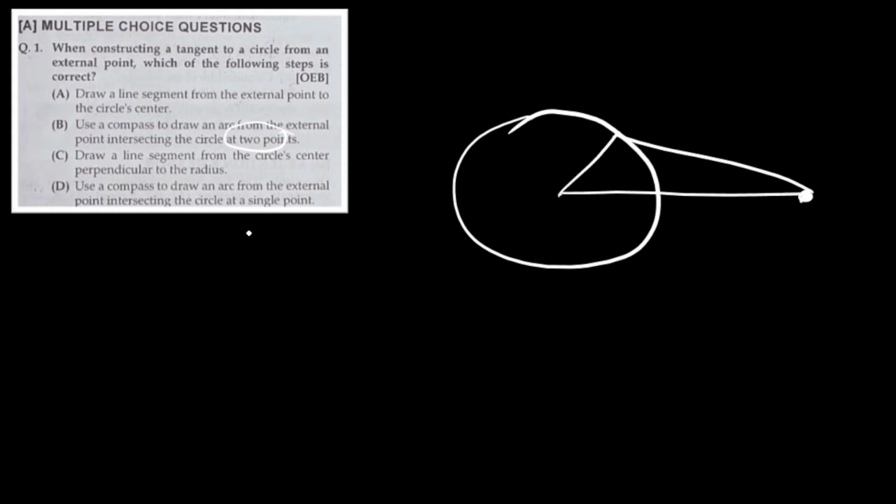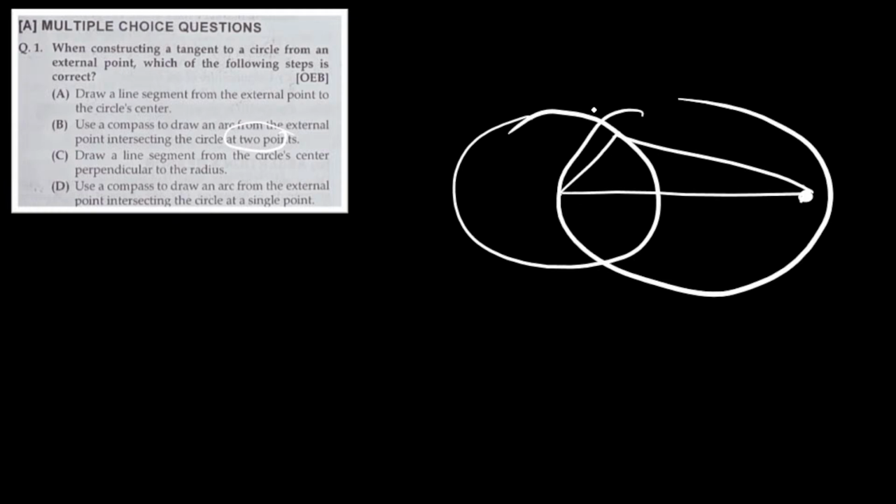So use a compass, option D. Shreyasi has mentioned option D. So use a compass to draw an arc from the external point. So from external points only we are actually drawing the arc. Arc means in the sense of complete circle actually we are drawing. Which should intersect a circle at a single point. So option D is the correct option. The arc should intersect the circle at a single point only.